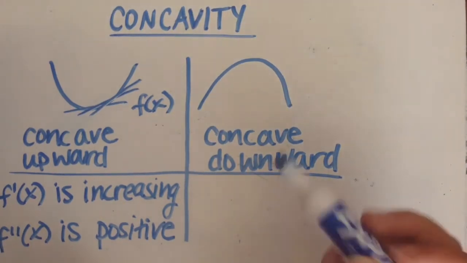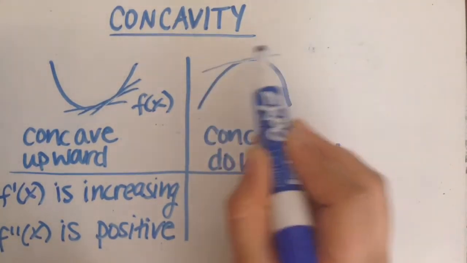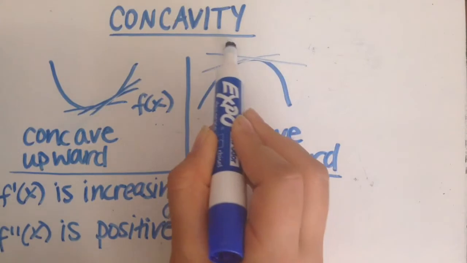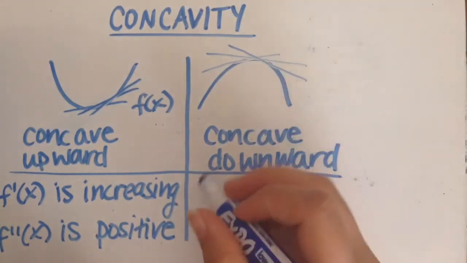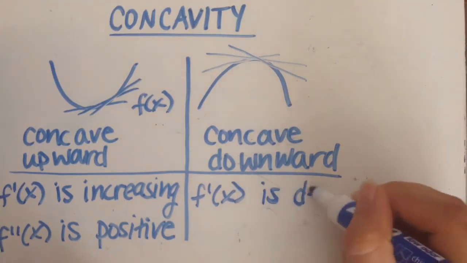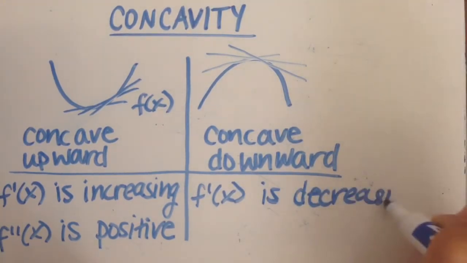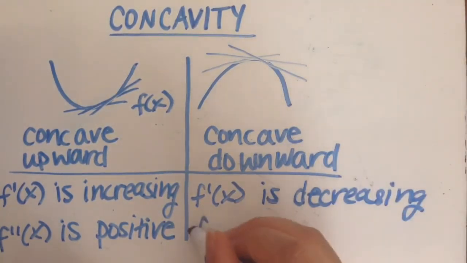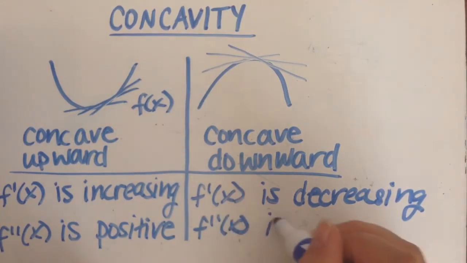So we can do the same thing for concave downward. If we just draw some tangent lines again, we can see that f prime of x is decreasing, or f double prime of x is negative.